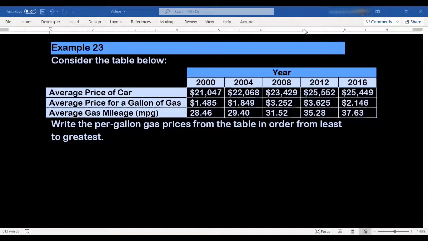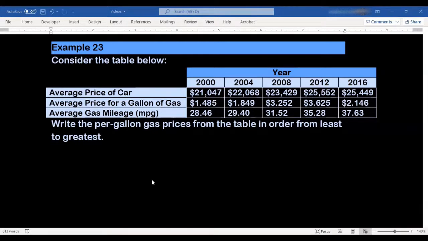So we just have one example for this video, so let's dive right on into it. So we saw this table in a previous example. We put the prices of cars in order from least to greatest. On this one, we're going to put the per gallon gas prices in order from least to greatest. So remember, the second row of this table was the average price for a gallon of gas. So that would be the per gallon gas price. And then we have several different prices here from a variety of years.